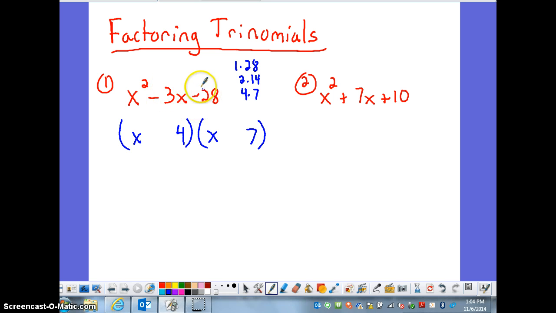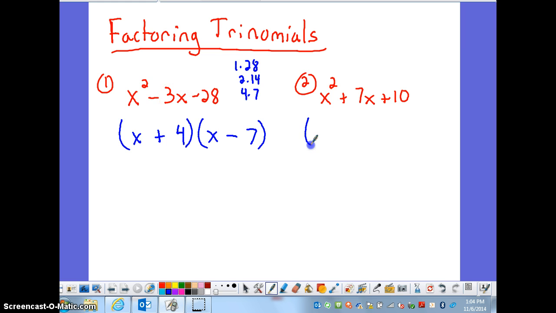The last term here is a negative, which means these have to be different signs. All right, the bigger number always gets the middle sign right here. So this is going to be a minus, that's a plus. Double check yourself, 4 minus 7 is the negative 3, so that is correct.